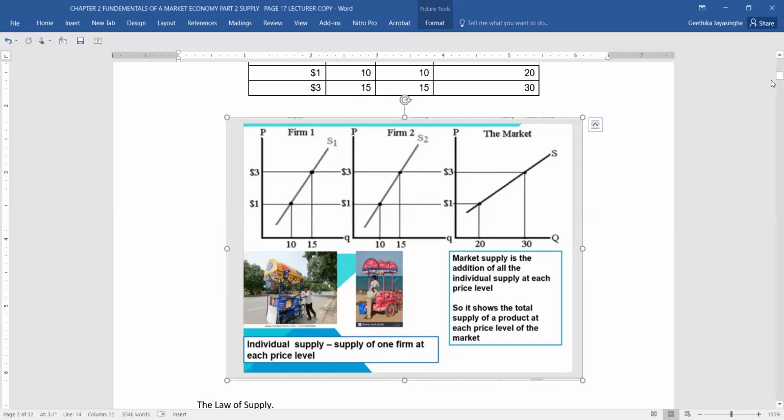Sorry, somebody wants me to draw a table. I'll show you. Sorry, I missed it.